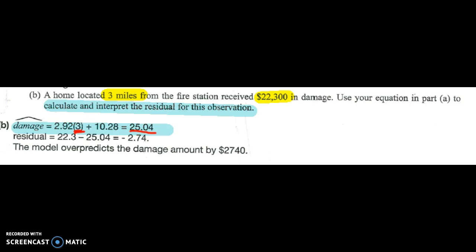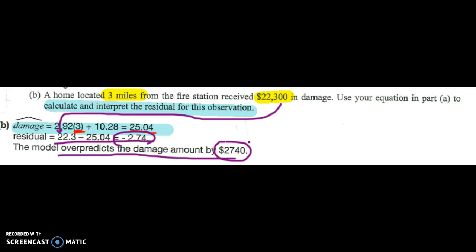So I'm going to calculate my residual. My residual is my observed minus predicted. This is in thousands of dollars. Notice I changed this to 22.3 because I wrote my prediction equation in thousands of dollars. So I got negative 2.74, so it over-predicted the damage by that amount, $2,740.